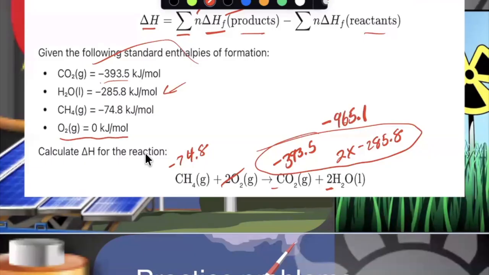Okay, and so this here is CH4, negative 74.8. And so final minus initial is going to be negative 965.1 minus negative 74.8. So minus negative 74.8. This is where paying attention to your signs is very important. And that's going to be negative 890.3.